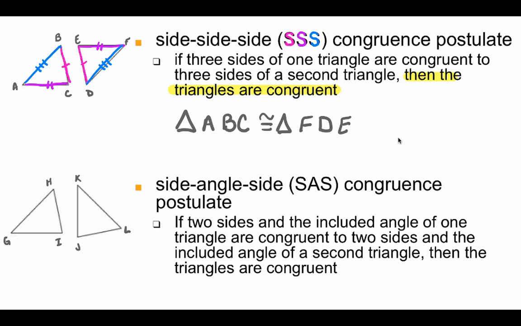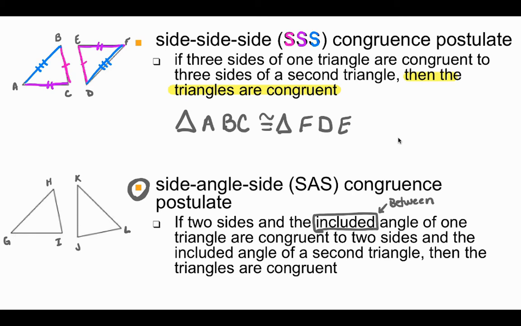Now, this next one is one that you have to be very, very careful with, because if you don't get it in the proper position, then it doesn't work. So this one is side angle side congruence, and the big part about this is what is meant by included. So if it is included, then it is between the other 2 items.